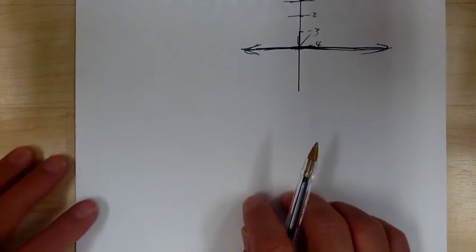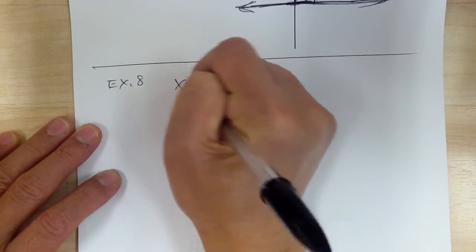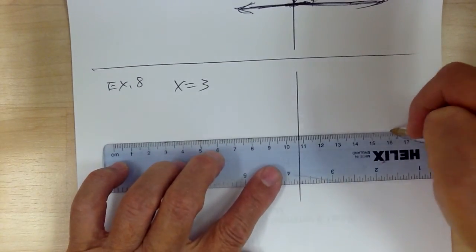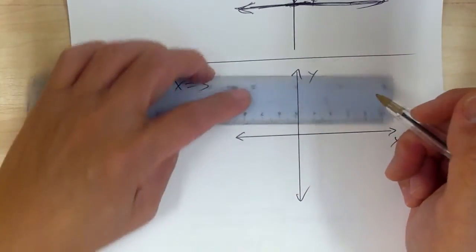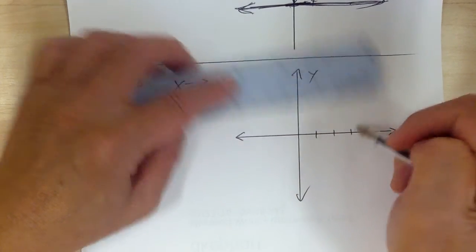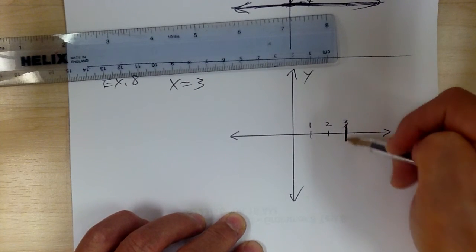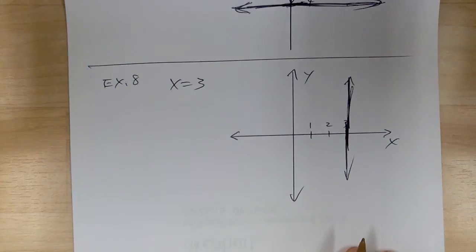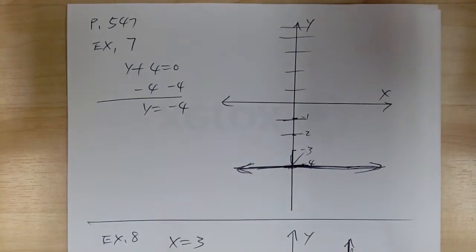Now let's go to example 8. So you got x equal to 3. Again, it's very simple. You have only one variable, so it's already solved. So x equal to 3. Here's your 1, 2, 3. Here's your x equal to 1, x equal to 2, x equal to 3. So that's your x equal to 3 right over here. Everybody see that? So you just make the hash mark longer, and that's your graph. Okay, so let's go and do some practice.